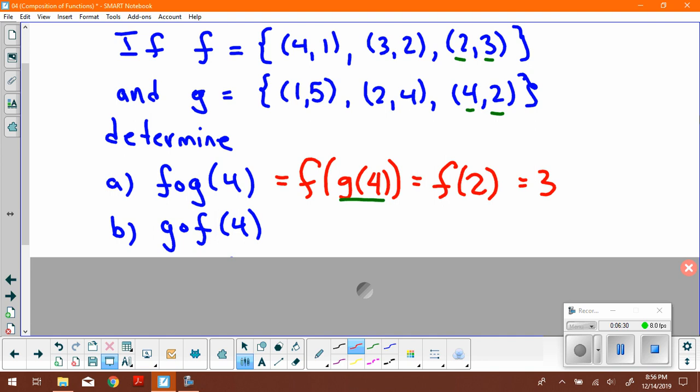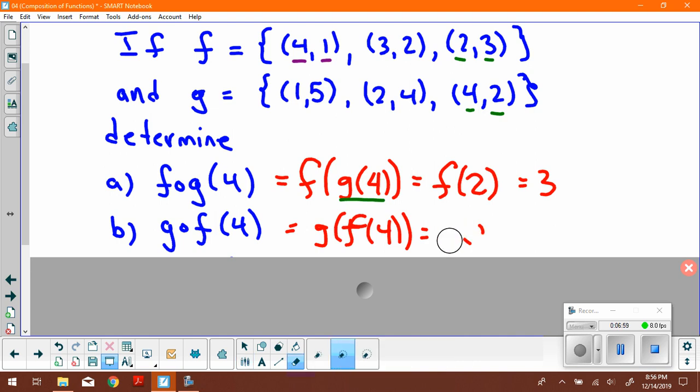Okay, for the next one, g of f of 4. Same idea. This is g of f of 4. What's f of 4? When I have 4 for x, I get 1. So f of 4 is equal to 1. So that becomes g of 1. What's g of 1? g of 1 is equal to 5. So I get 5.